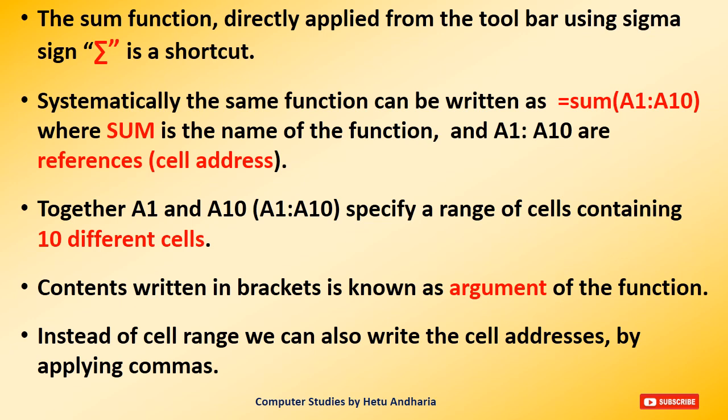Together, A1 and A10, that is A1 colon A10, specifies a cell range of the cell containing 10 different values lying in those cells. Contents written in the bracket are known as argument of the function. Instead of cell range, we can also write the cell addresses by applying comma. That is, I can also type A1, A2, A3, A4 until A10. Both the things could be done.